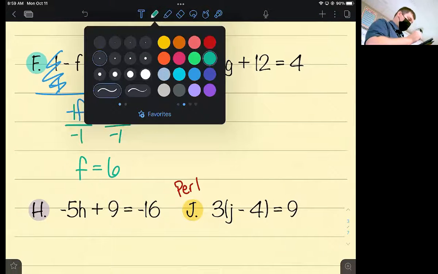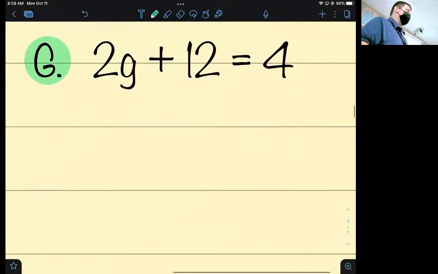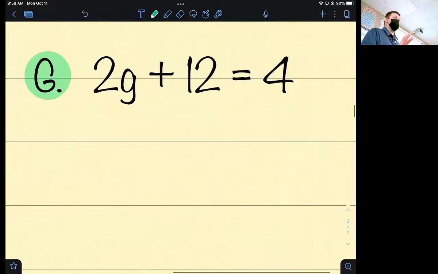Example G. Aiden Pasquale, what number do I want to get rid of first? The 12. Yep, that's the constant term. That's the cousin term, right? The second cousin twice removed, or we're going to remove it again. It's going to get removed a third time.